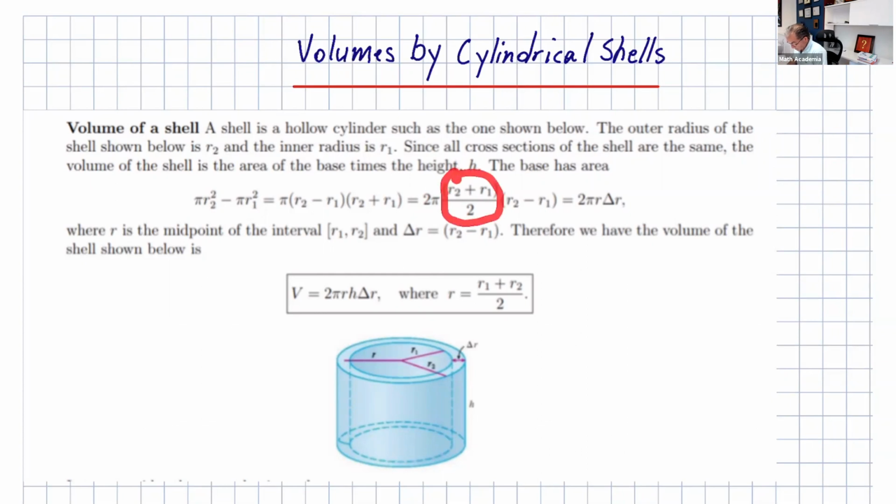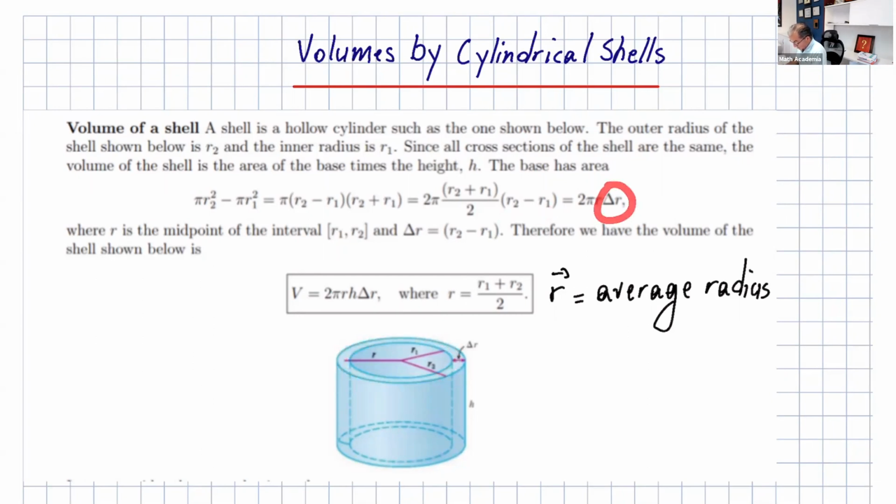What is (r2 plus r1) divided by 2? It's r, or sometimes they say r bar, which is the average radius. And what is that distance? That distance is just from the center to the middle of this section. R2 minus R1 here, we can call that delta R, and that's just the thickness. So it says here, where r is the midpoint of the interval r1, r2, and delta r is r2 minus r1. Therefore, we have the volume of the shell shown below.